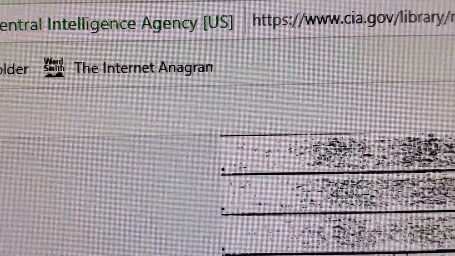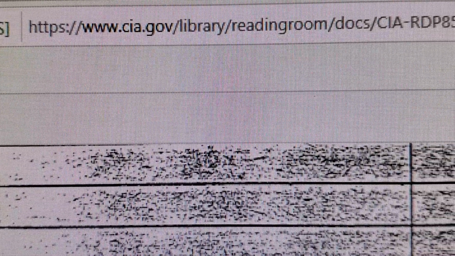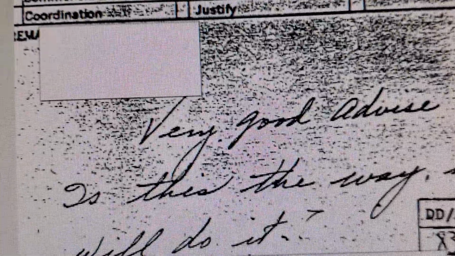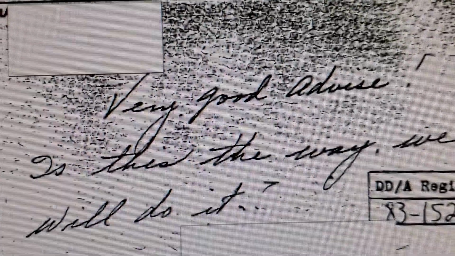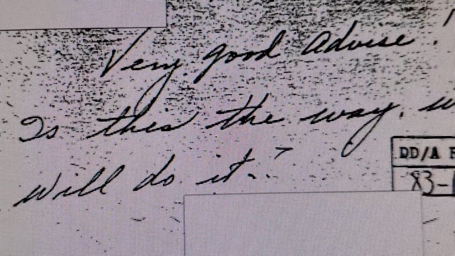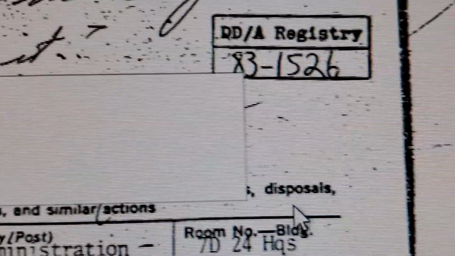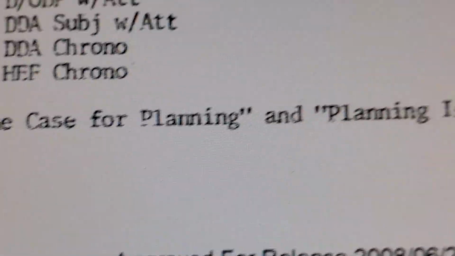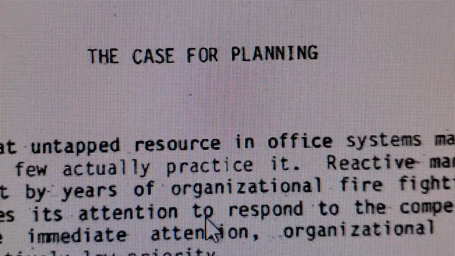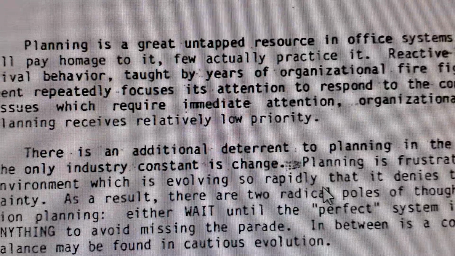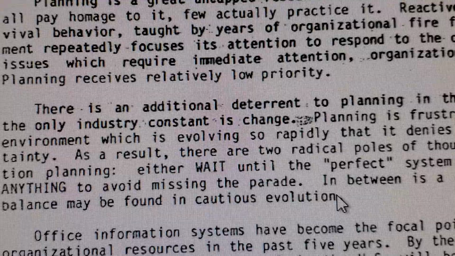Okay, now this is a document I found, and I might have to start a whole other video on this. I'll start touching on a little bit of this just so we can link the planning. This is something I ran into, and I thought this was interesting. I don't even know where this came from, but it says, very good advice. Is this the way we will do it? And it is sent to the Deputy Director for Administration. What I find interesting is Mr. McDonald, it says Donald. So it says a case for planning. And I'm telling you guys, I've read this document and it is not what it seems, and it goes very deep into the plan.